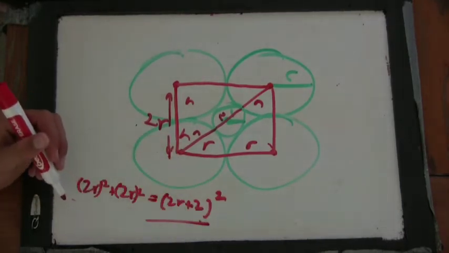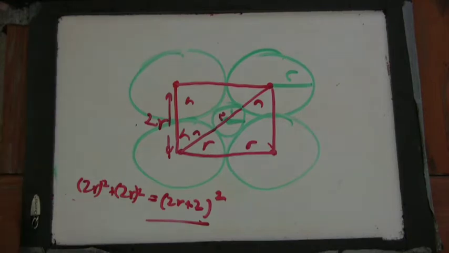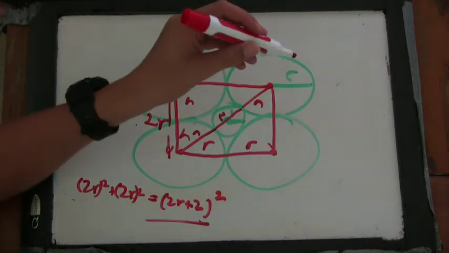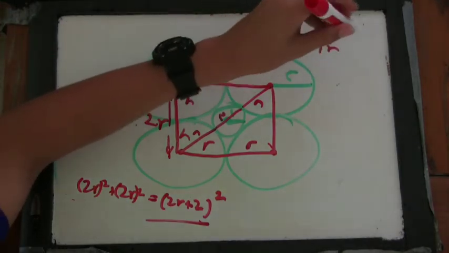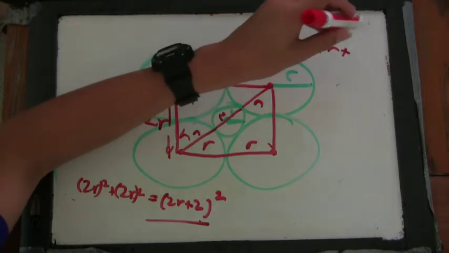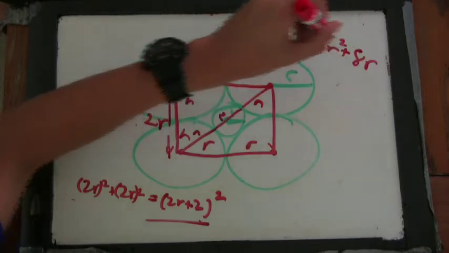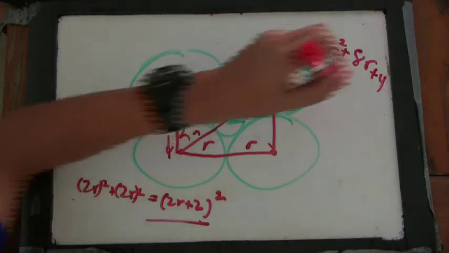Alright. So I guess we should probably evaluate what 2r plus 2 squared is. So it's 4r squared plus 8r plus 4.